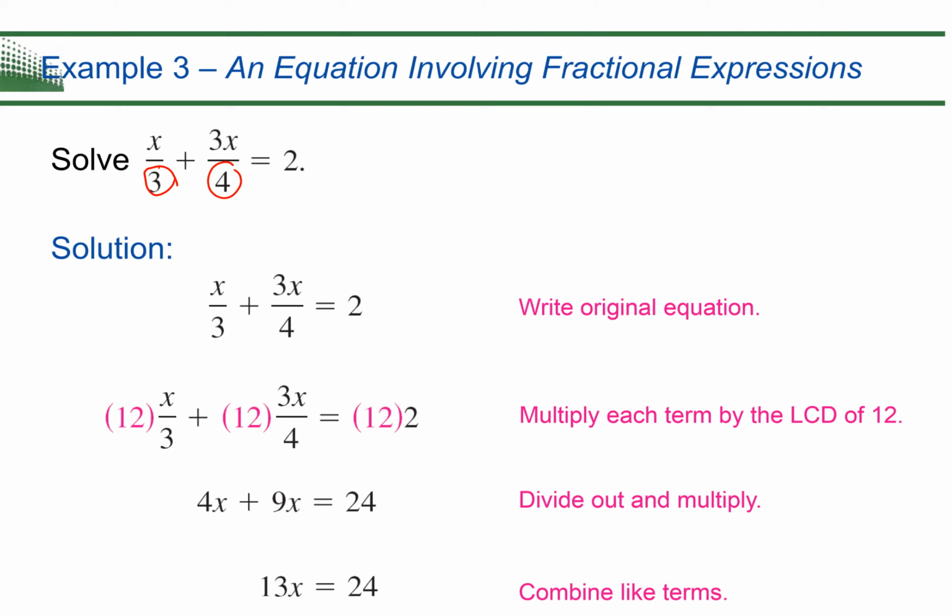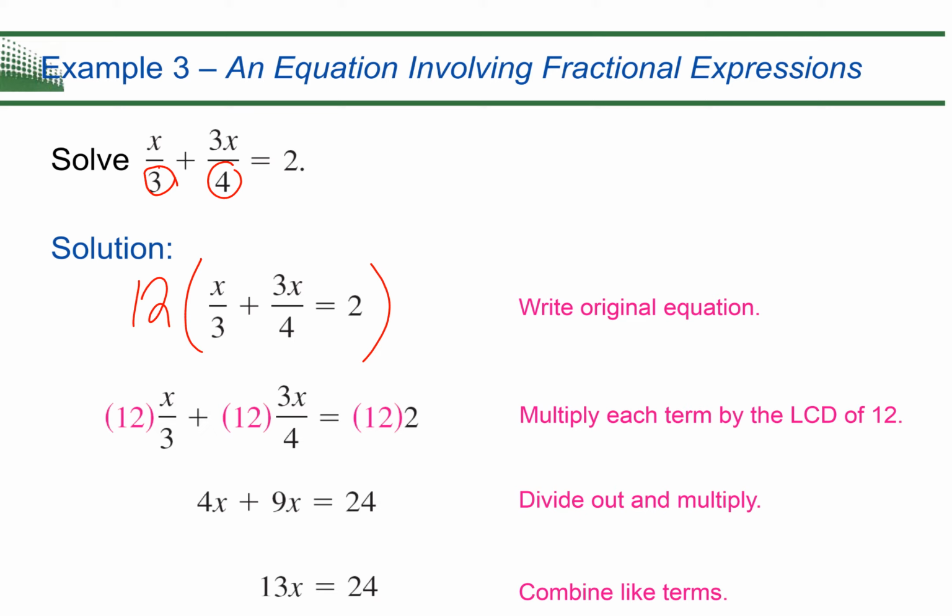You're going to think, what number do 3 and 4 have in common? A lot of times we call that the least common multiple. So I'm going to ask, what is the least common multiple of 3 and 4? That would be 12. So I'm going to take this entire problem and multiply it by a big old 12.